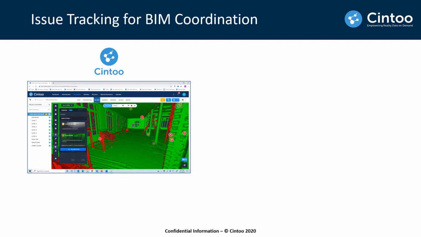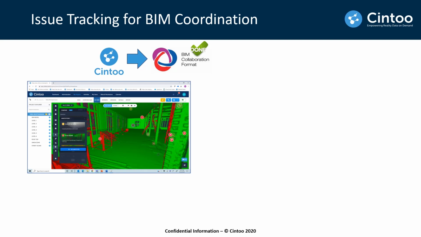Another big feature for Cintoo Cloud, as you know, is issue tracking for BIM coordination. When you compare scans to BIM or scan to scan, you can visually detect issues and then document those issues. What you have already in Cintoo Cloud is the possibility to export those issues as BCF files, or BIM collaboration format files, that you can directly import into Revit or Navisworks. And those issues will then appear at the exact right location.